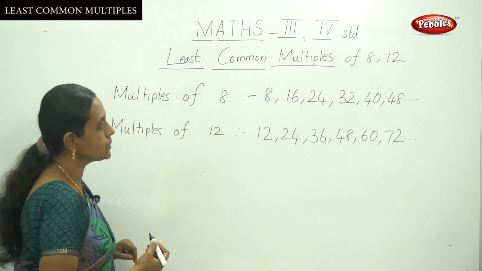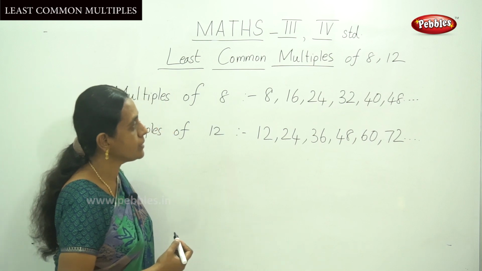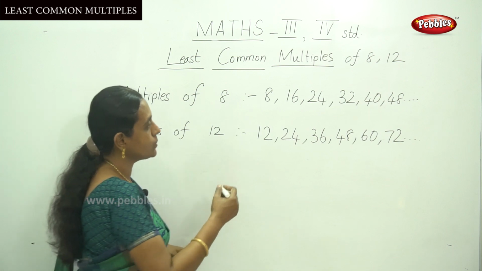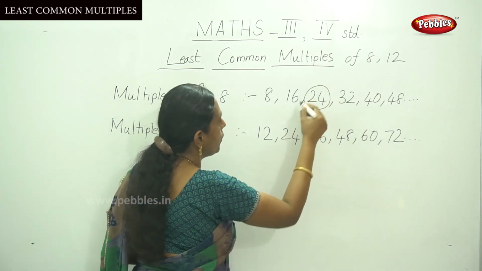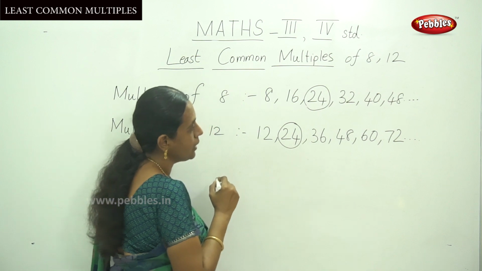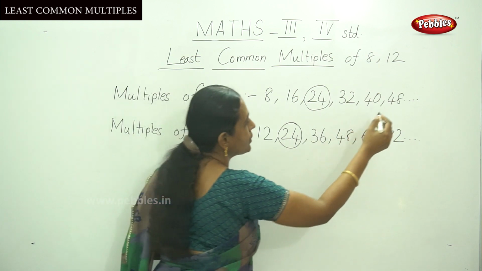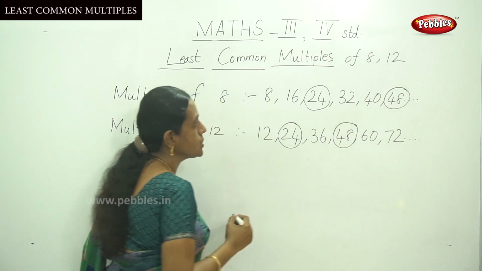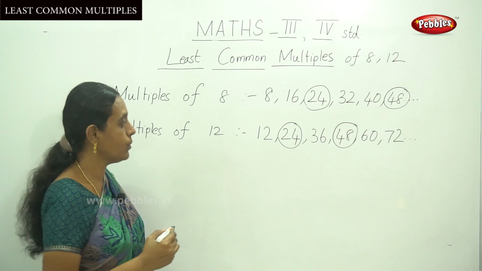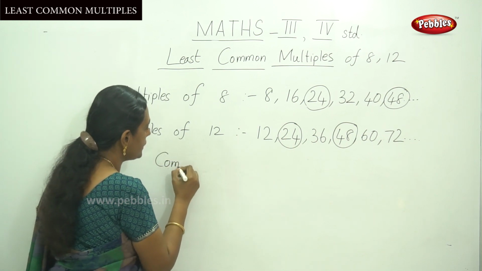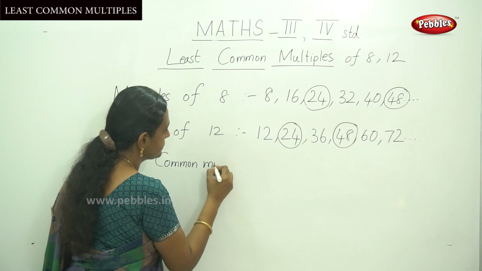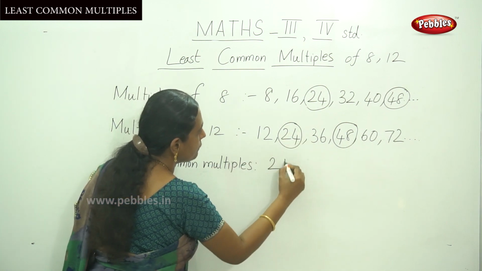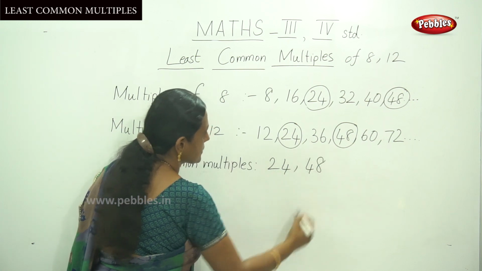Okay, now take out the common multiples between these two groups of numbers. Let me circle the number 24, here also 24, and the next number, that is 48, here also 48. So these are common multiples. Okay, so write the common multiples: that is 24 and 48.